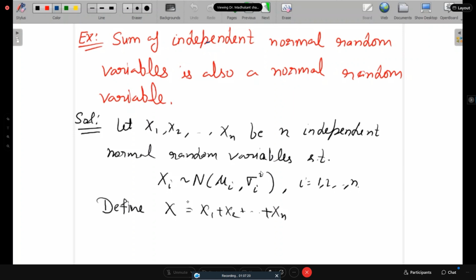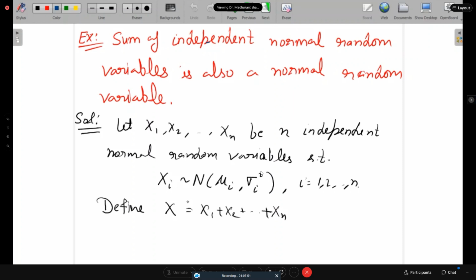If you recall, for the binomial case, if you have two independent binomial random variables, their sum will also be a binomial random variable. What we did there was take the help of the moment generating function. Here also you will take the help of the moment generating function of the normal random variable.